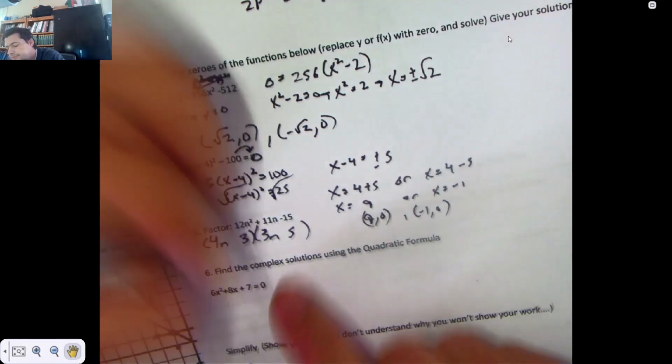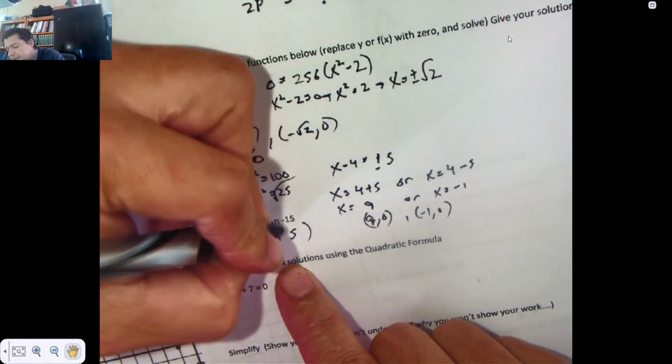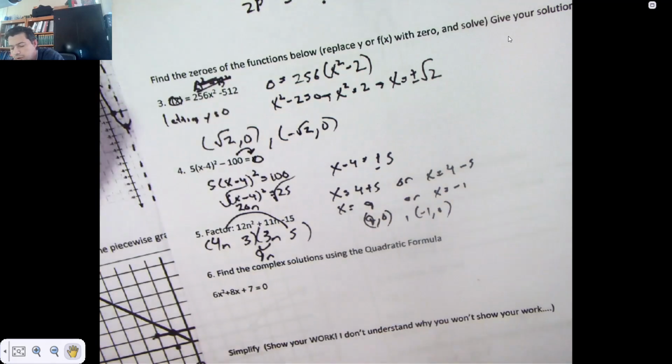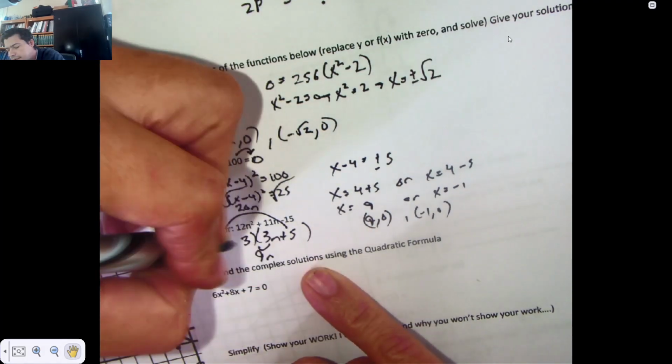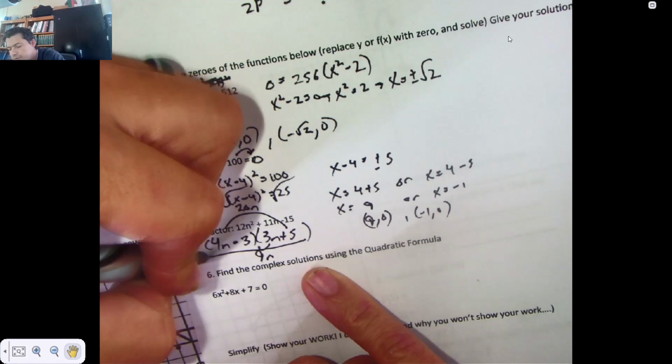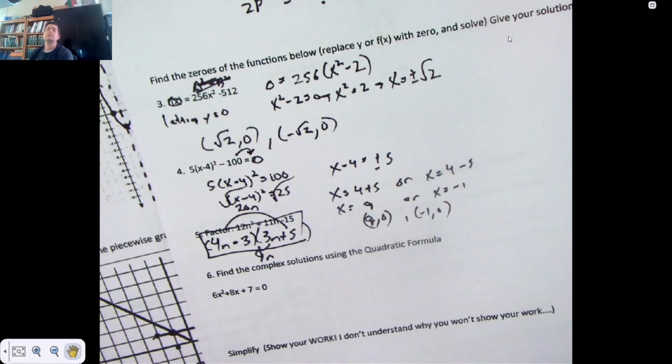I was right. That's 9n, and that's 20n. I was wrong, wasn't I? No, I wasn't. I was right, because 20 minus 9 is 11. So I need to be a positive 20, but a negative 9. That's how she factors.